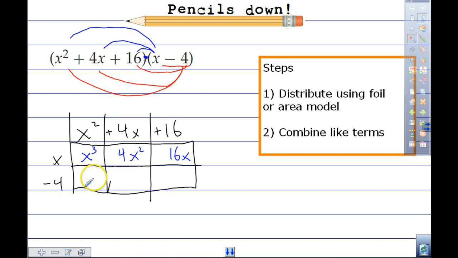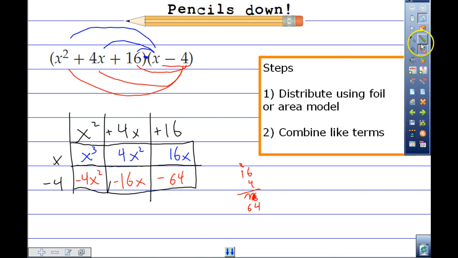Here all the variables stay the same. Nice thing about the area model, -16, and -16 times 4 is, how did I get 6? Try that again. 24, carry the 2, 64. Yeah, I get 64.